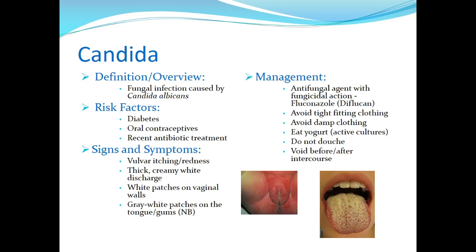And it can occur in different places. If it's a vaginal yeast infection, you often find that you have vulvar itching and redness. You will see a thick, creamy, white discharge. You can find white patches on the vaginal walls or gray to white patches on the tongue or the gums of a newborn. So a yeast infection can occur vaginally, it can occur orally, it can occur on the breast of a breastfeeding mom. So it's important to know that it can occur in lots of different areas.